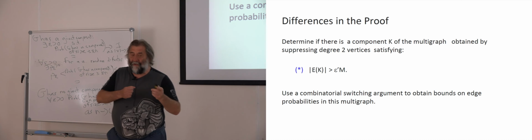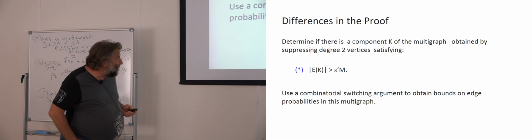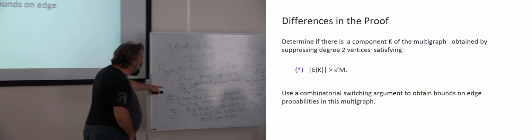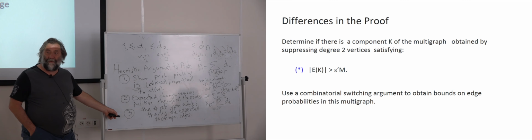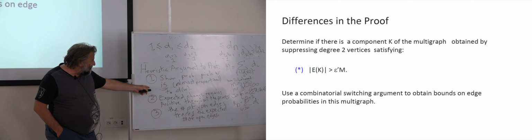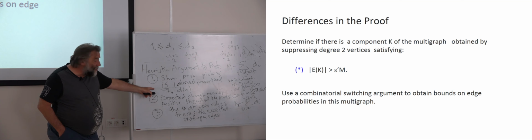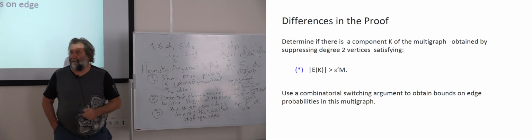You use this switching argument to bound the probabilities, because one of the things you need, what are the 3 things you need to do? You need to do these 3 things. So the first thing you need to do is to show that the probability you pick W is almost proportional to its degree, and you do that using this switching argument.